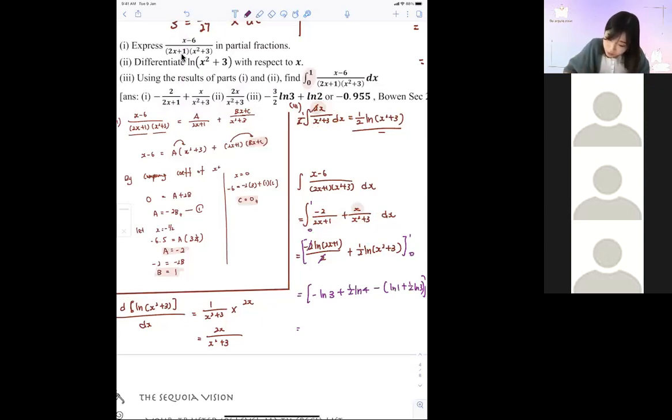Okay, so this one we cancel. Ln 1 is 0. 4 is 2 square, power can bring down, so it becomes ln 2 minus 3 over 2 ln 3. Okay, they never say that they want exact form. You can leave it like that or leave it 3SF. Both you will get it right.